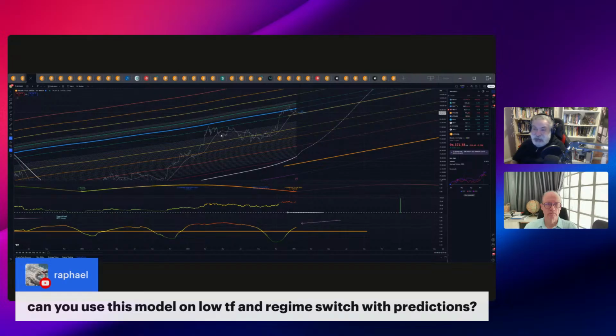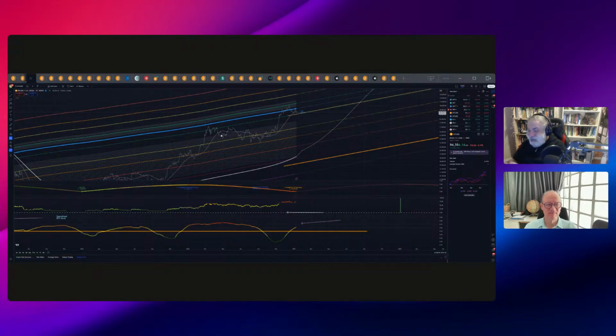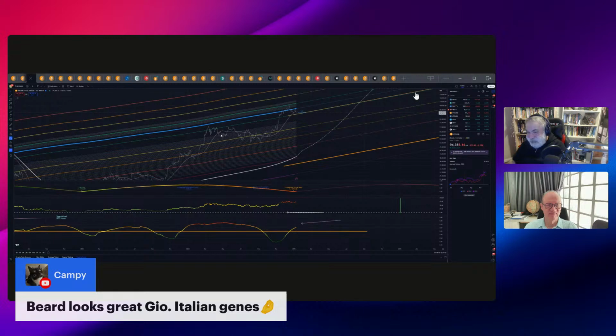Beards looks like, my girlfriend wants me to trim it, and it looks too much like Santa Claus. So it was good for Christmas time, and I need some shaving. I'm actually going tomorrow to the barber because somebody's campy says that my beard looks great. Yes.